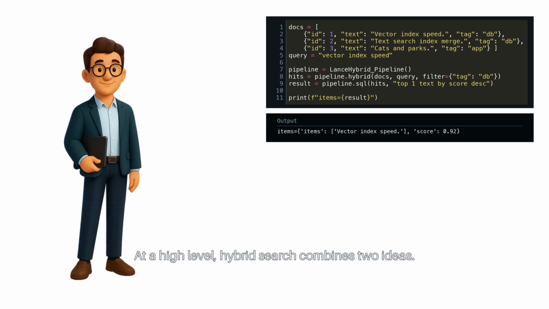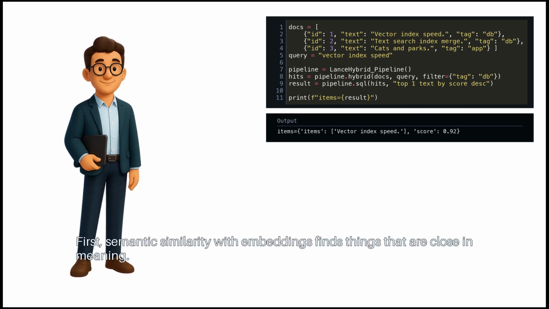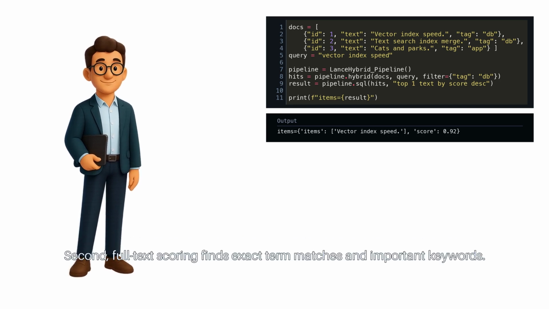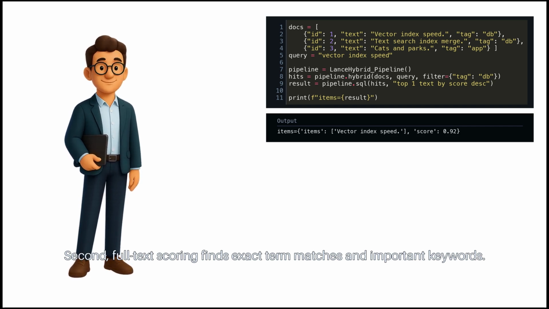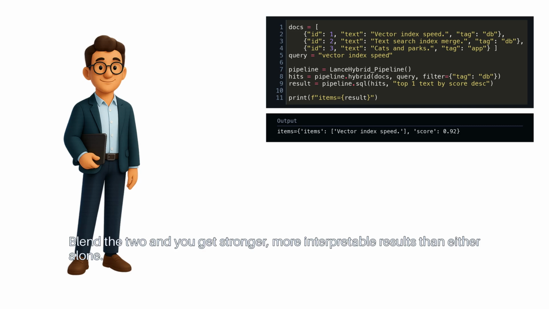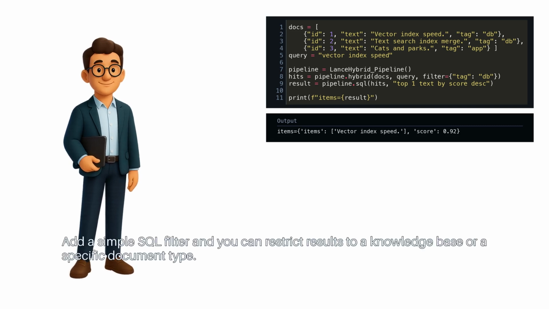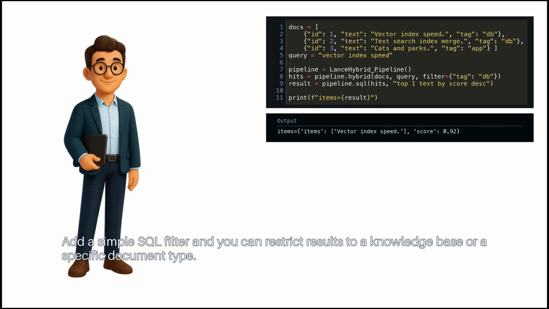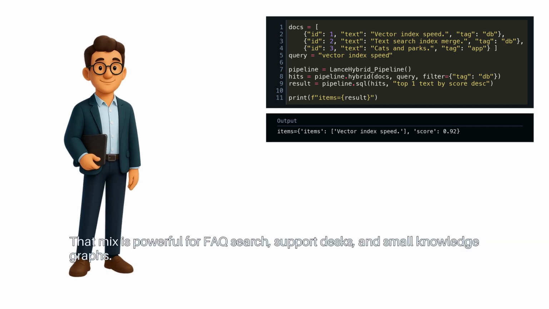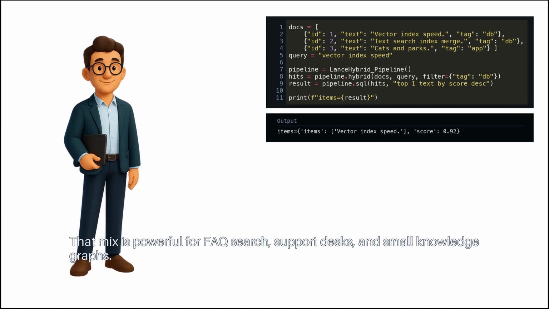At a high level, hybrid search combines two ideas. First, semantic similarity with embeddings finds things that are close in meaning. Second, full-text scoring finds exact term matches and important keywords. Blend the two and you get stronger, more interpretable results than either alone. Add a simple SQL filter and you can restrict results to a knowledge base or a specific document type. That mix is powerful for FAQ search, support desks, and small knowledge graphs.